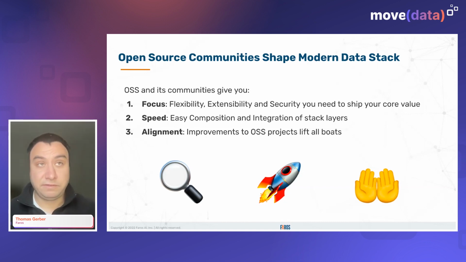And finally, you get alignment. Any improvements to those projects, whether it's contributed by yourself or by the community, lifts all the boats. Meaning, if someone ships a bug fix for the GitHub source, say, we benefit from it. Our customers benefit from it. Everyone else in the community benefits from it. And you are also incentivized to contribute, because if you contribute a feature or a source, in the case of Airbyte, now the community will help you maintain and improve it if it's useful. So focus, speed, and alignment. And that is why I think that open source communities shape modern data stack.